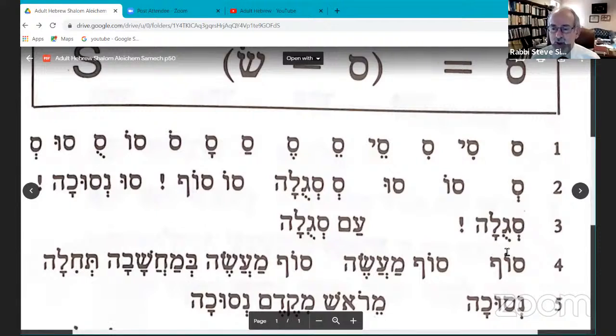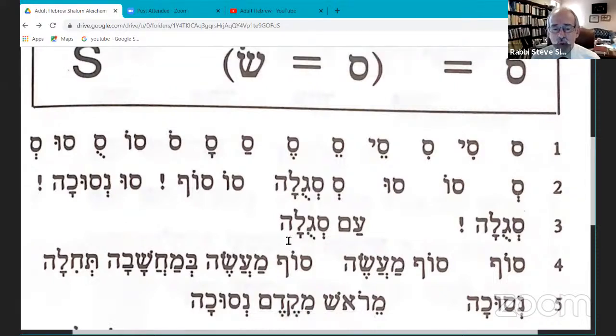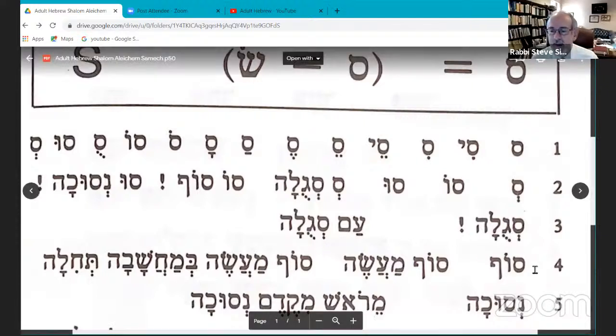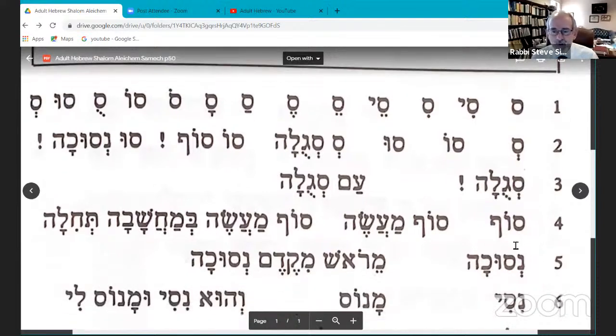Line 3. Segula. Segula, exclamation point. Segula. You might have heard the term a chosen people in the Bible. A better translation, at least in terms of the term found in the book of Devarim, Deuteronomy, is a treasured people or a treasured nation. Segula, treasured, a treasured people, a treasured nation. Segula.